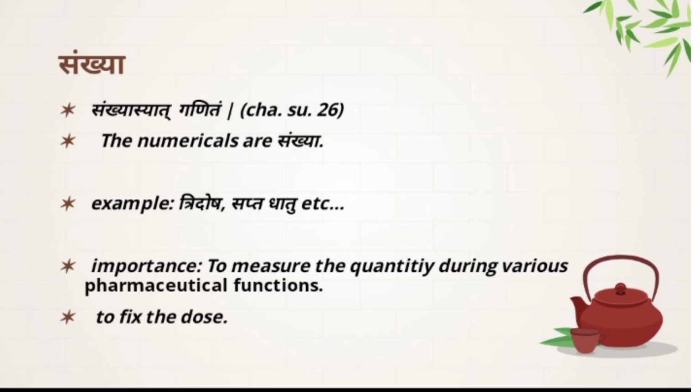Next is the sankhya. Sankhya is nothing but sankhya sad ganitam. The numericals which we use are nothing but the sankhya. For example, tridosha. We say that doshas are there in our body. How many? Three. This three matters a lot. That's why tridosha, saptadhatu and all are nothing but the sankhya.